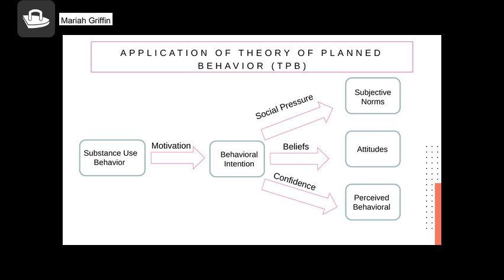Next, subjective norms reflect the influence of social pressure, including peers and society's expectations. Promoting anti substance use norms within peer groups is an effective strategy to discourage use, according to Abad 2017. Perceived behavioral control refers to students' confidence or ability to resist substance use. By teaching coping skills and offering support, we can enhance this control, as noted by Abad 2017.